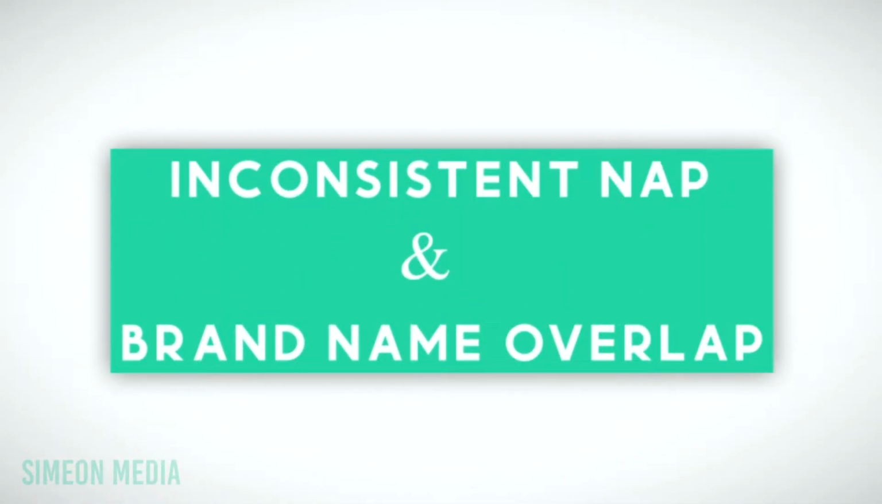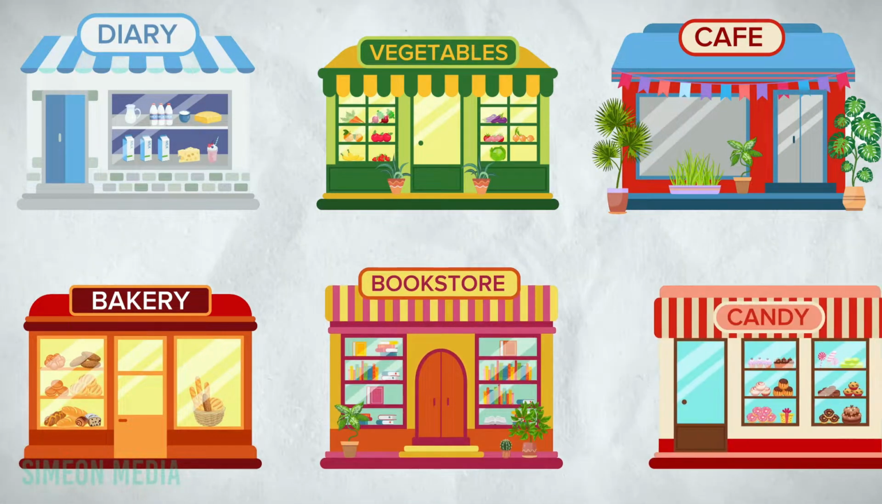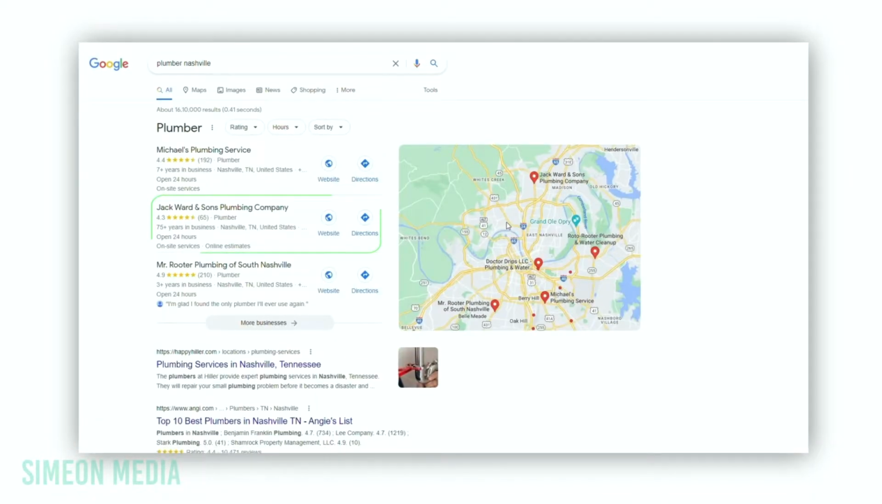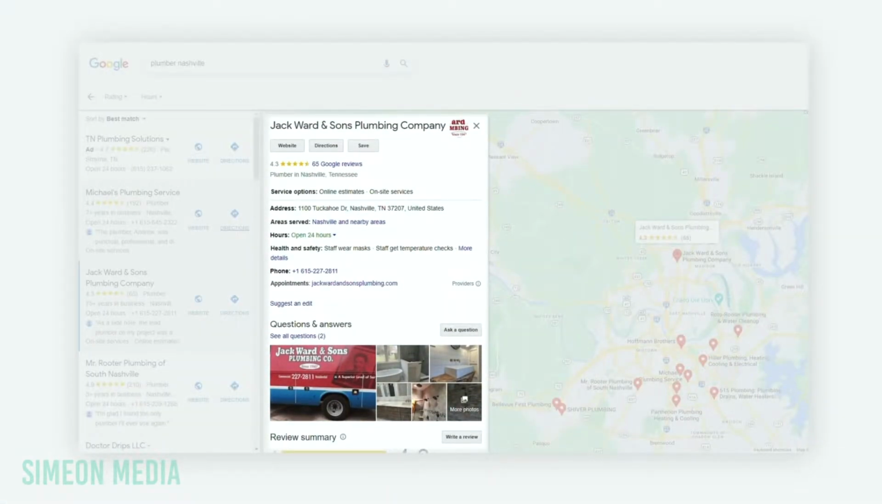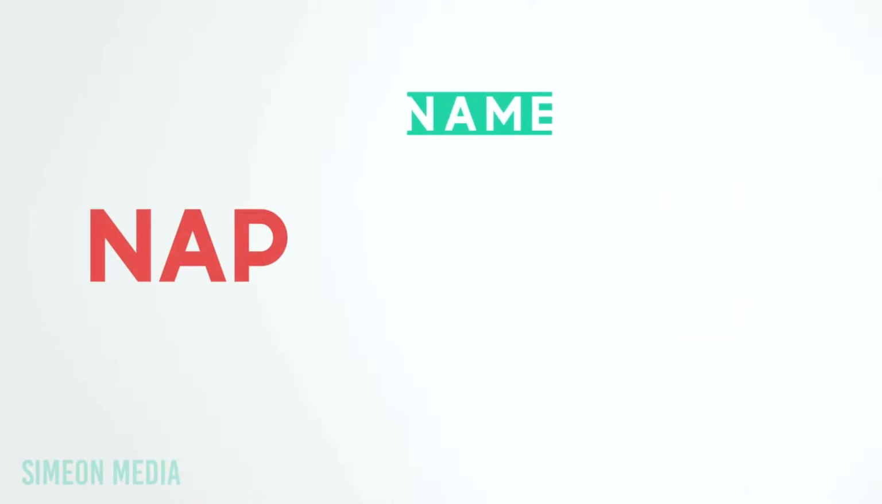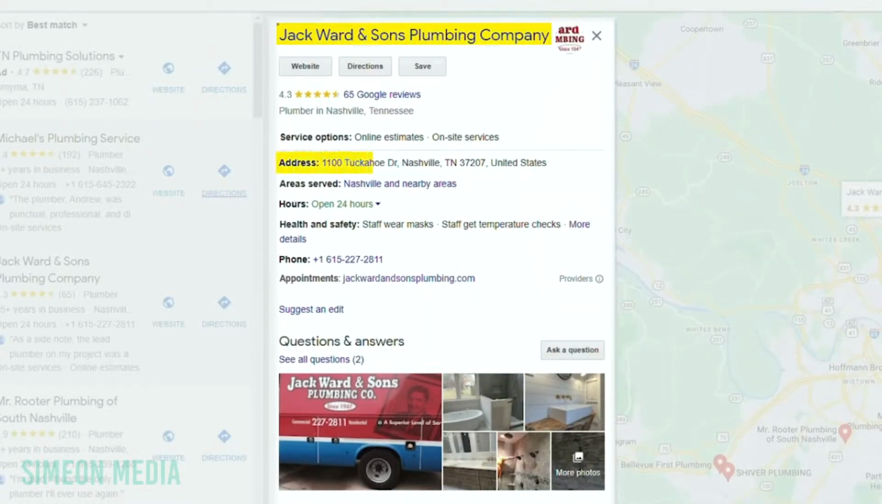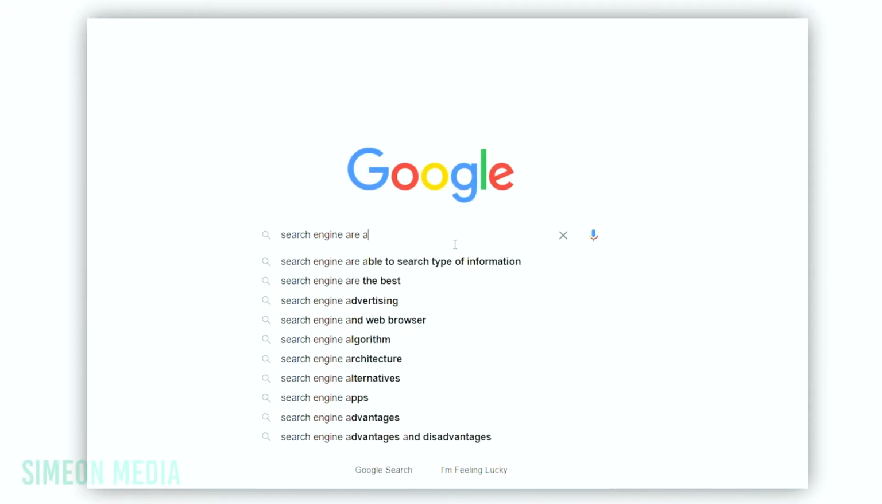Inconsistent NAP or brand name overlap. This is the most common and most important issue we find local businesses face, because Google wants to show the most relevant results for each search, and businesses that have complete and accurate information tend to rank higher. So as a business owner, you should make sure your NAP is consistent across all places where it's been added. Please note, even though NAP stands for name, address, phone number, it's important to make sure your web address is listed consistently as well. Consistent listings include not just the same basic information, but the same spelling and formatting as well. Search engines are all about the details.